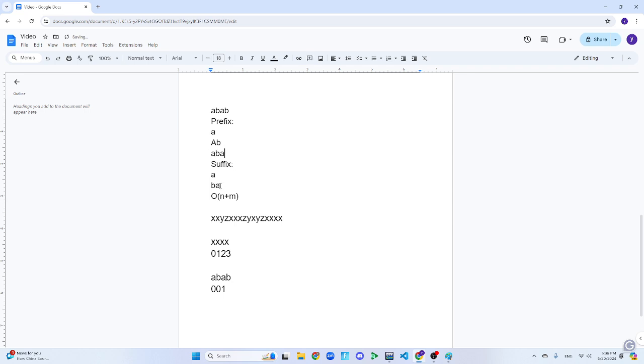And now we're at our suffixes. It's B, AB, and BAB. We realized that the only one that is the same is AB, and it has a length of 2 since there are only 2 characters. So the next array for this one will be 0, 0, 1, and 2, obviously. This is why we only need to iterate through the pattern once and only once.